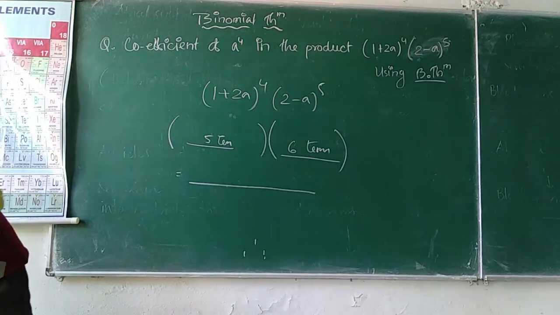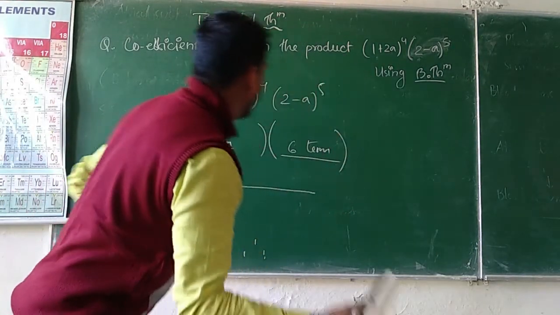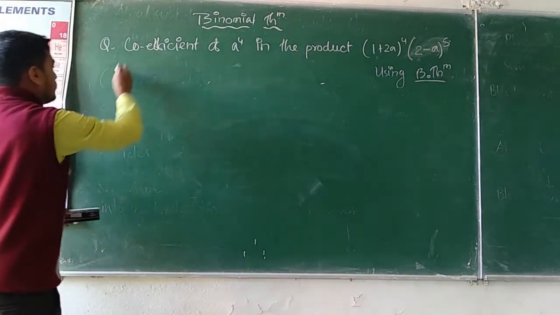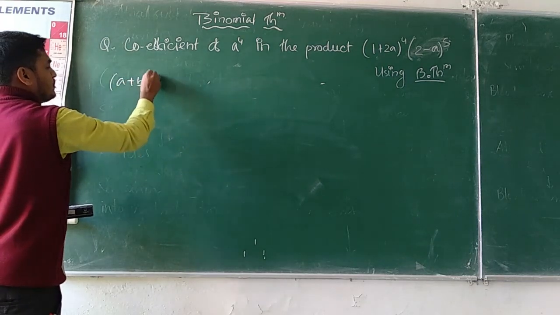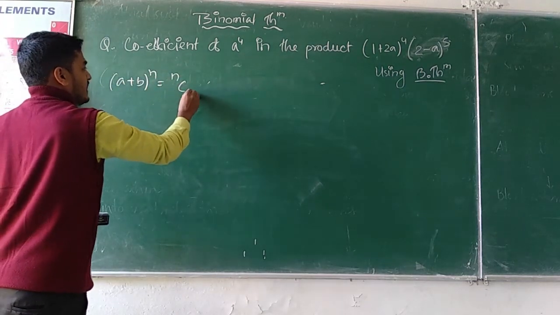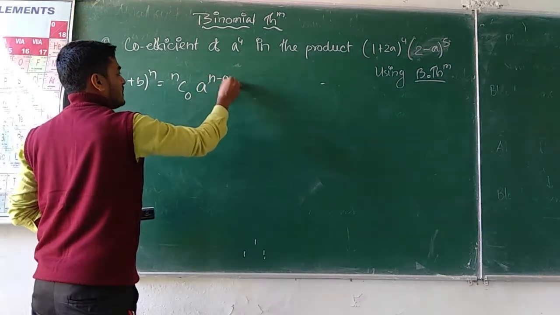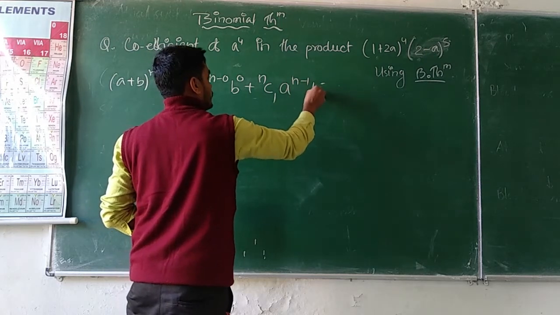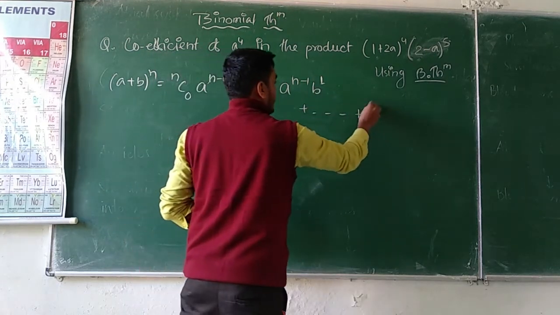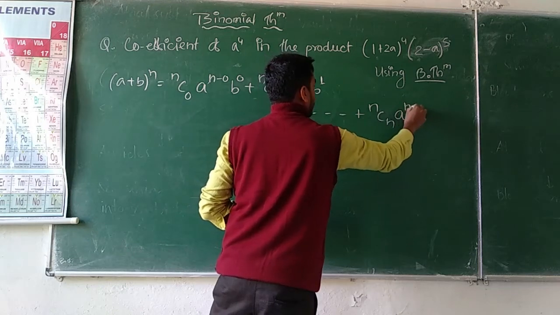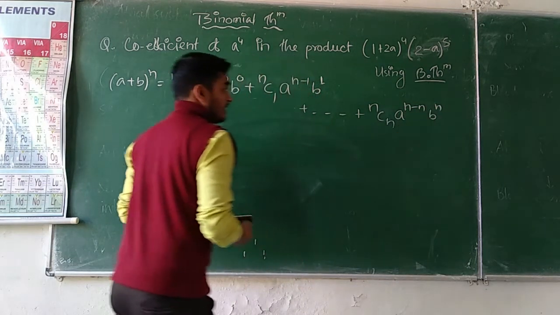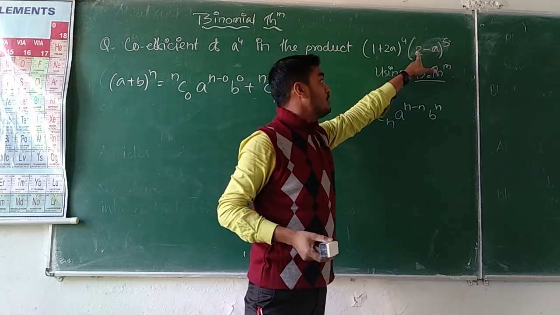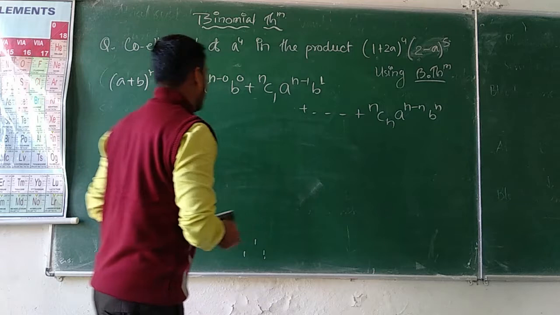So we are going to apply a different procedure. First of all, we apply the binomial theorem to find the expansion. Let me remind you: the expansion of (a + b)^n is nC0 a^n−0 b^0, then nC1 a^n−1 b^1, and the last one is nCn a^n−n b^n. We apply this property to the second term, where a is 2 and b is −a.